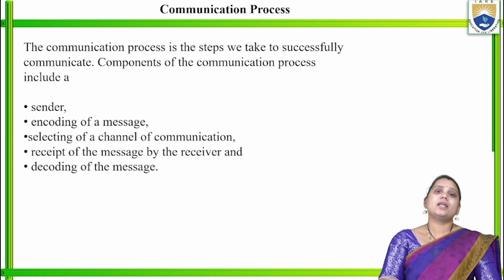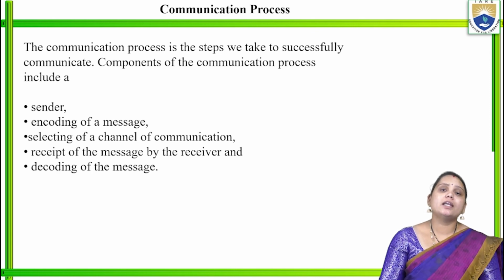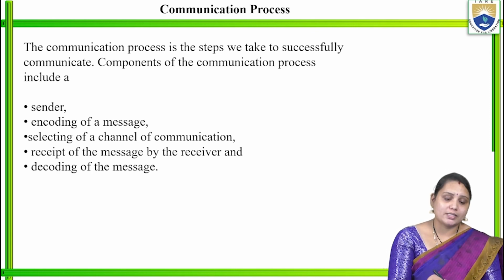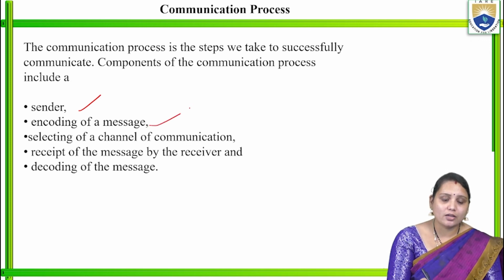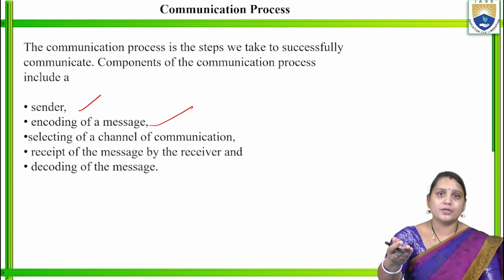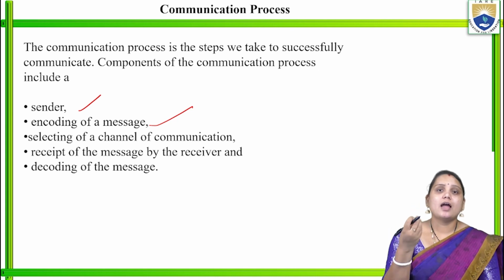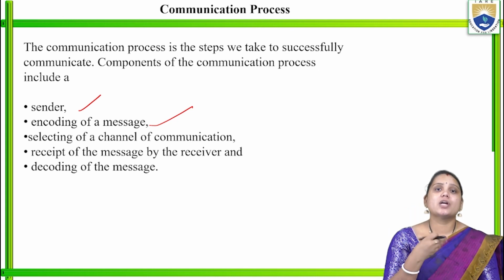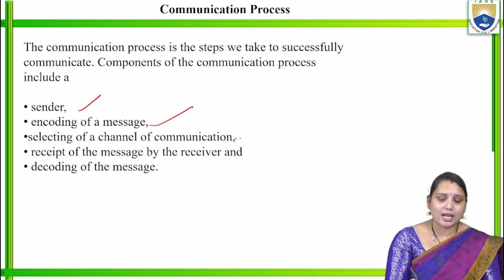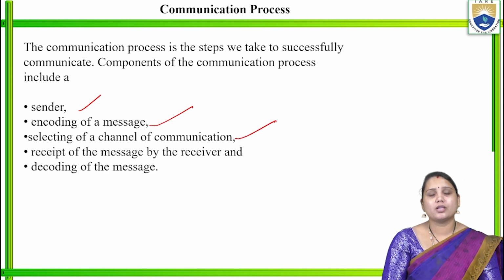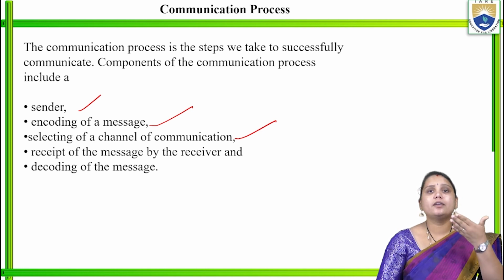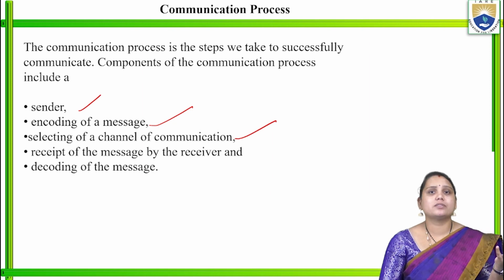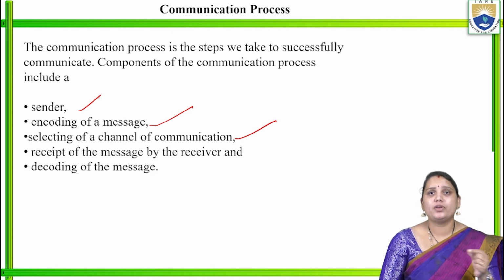Now, what are the common elements which are integrated in the communication process? One is the sender, that means the person who is giving the information. Then encoding of a message by the other person, that means we will understand and we will encode the message and take in the message. Next, selecting a channel of communication. Now, what is your channel? Is it through phone? Is it that you are directly talking to him? Is it through a letter? Anyways, what is the means of your communication?